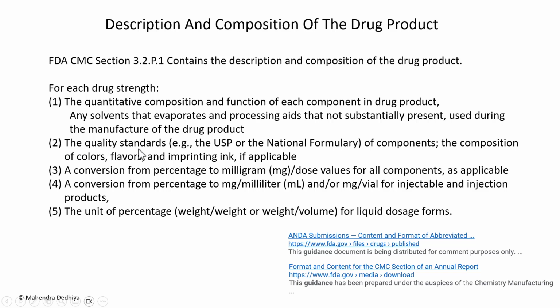In addition to that, quality standards, for example, USP, National Formulary NF of the component, also the composition of color, flavors, and imprint ink. Percentage needs to be converted into milligram per dose for all components and milligram per ml or milligram per vial for injectable products. Composition, weight to weight or weight to volume, for the liquid dosage is recommended. Let's look at composition of pharmaceutical products and then on cosmetic products.